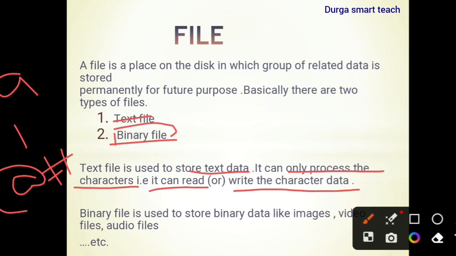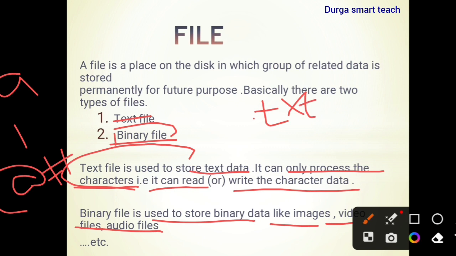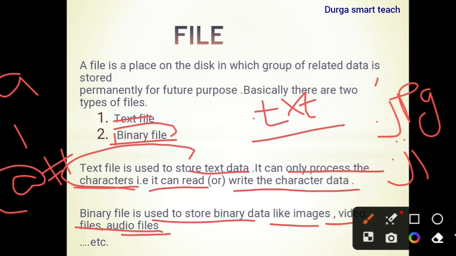Next one is the binary file. The binary file is used to store binary data like images, videos, audio files, documents, etc. Normally, a text file has the extension .txt. Binary files have extensions such as .jpg, .jpeg, .mp3 and .mp4.